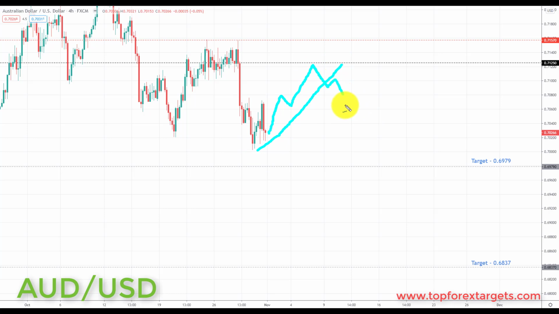And we're going to be looking at initiating shorts down towards the next key of support to the downside, the target set at the 0.6979. And if we can get a break through here, we're going to be looking down towards the next key of support to the downside and target 2 at the 0.6837.